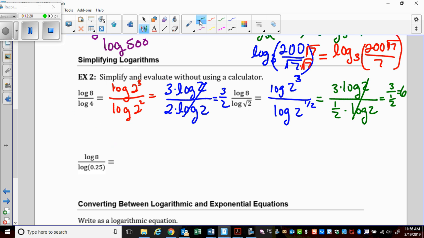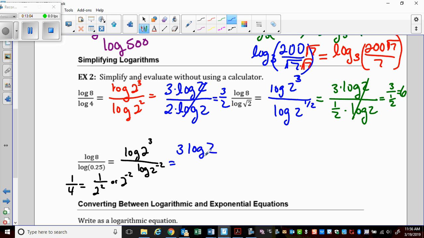Let's try this one. Log of 8 is log of 2 cubed. Log of 0.25 is going to be, 0.25 is 1/4. And this is 1 over 2 squared, or 2 to the negative 2. So I'm going to write that down as log of 2 to the negative 2. Bring down the exponents. This is 3 log of 2 over negative 2 log of 2. This gives us negative 3 over 2.